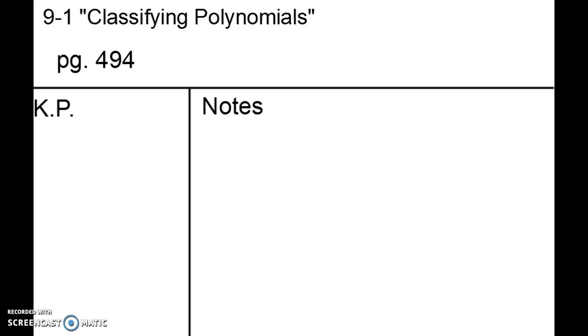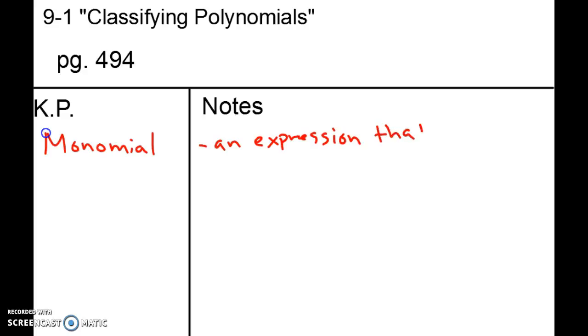Our first key point today is going to go straight into a vocab. It's called a monomial. A monomial is an expression that is a number, a variable, or a product of the two.